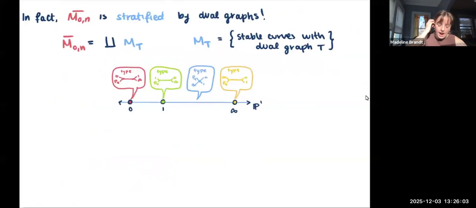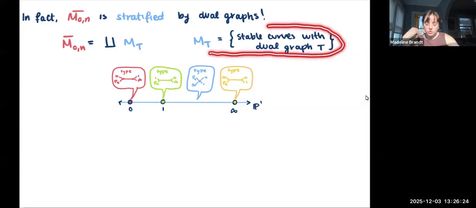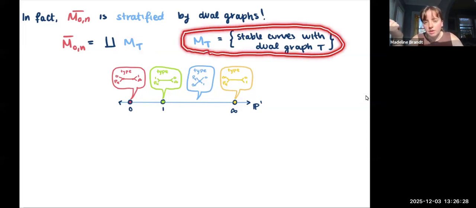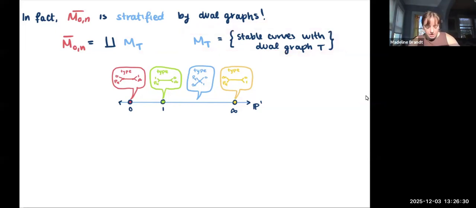And so what happens is this compactified M0n bar is actually stratified by dual graphs. So what that means is that M0n bar breaks up into these smaller pieces, M sub t, where M sub t consists of all stable curves whose dual graph has a specific type. So here's how the picture looks.